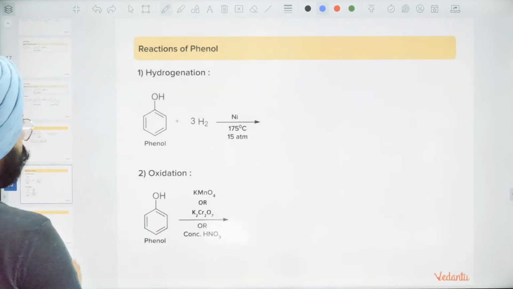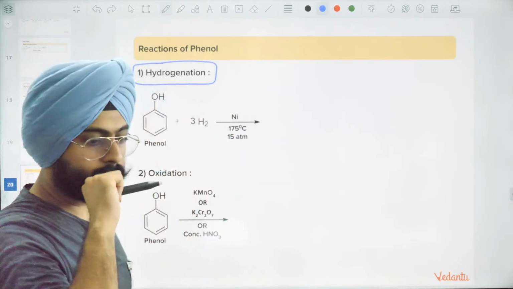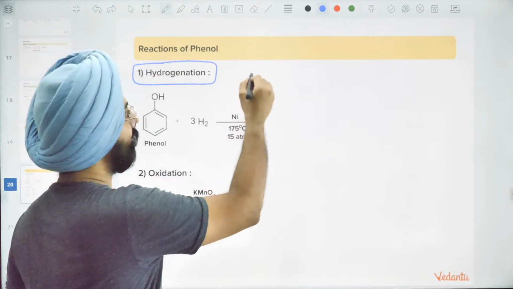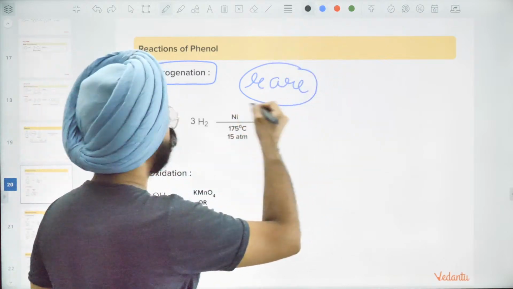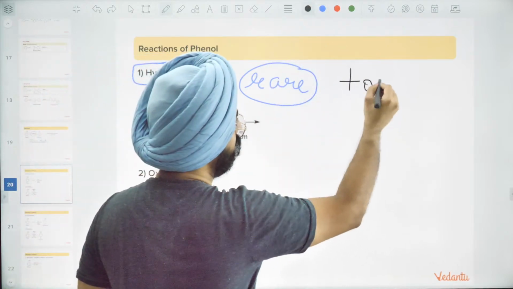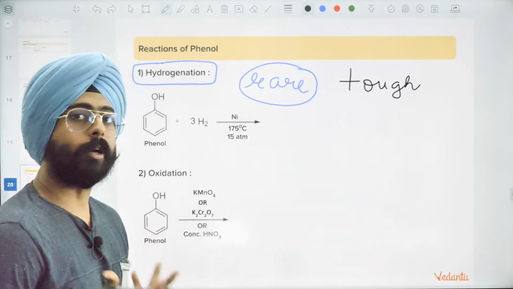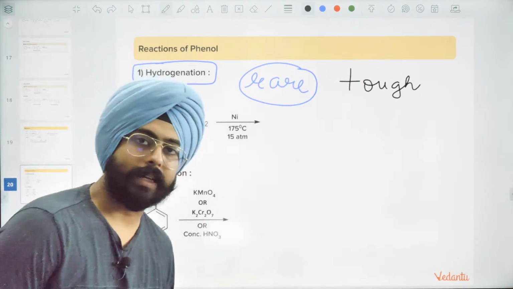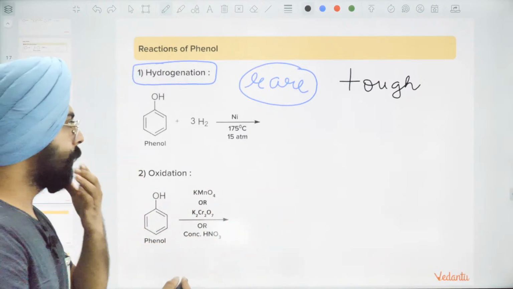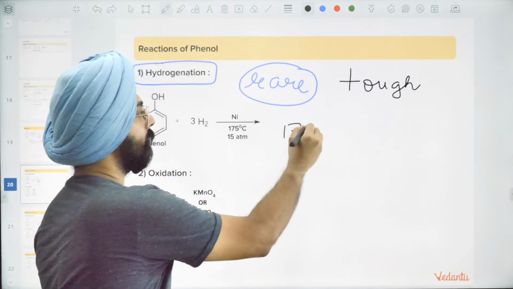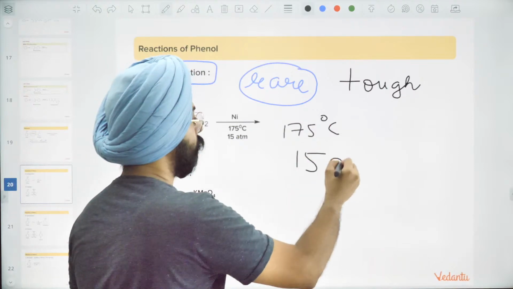One more reduction reaction is this, hydrogenation. Now hydrogenation of phenol is kind of rare. Why is it rare? Because to do the hydrogenation of phenol, it is very difficult. अब tough क्यों है? Because phenol is an aromatic species. So to hydrogenate an aromatic species is not very easy. You need to put a lot of temperature, 175 degrees Celsius. You also need to put a lot of pressure, that is 15 atmospheres of pressure.